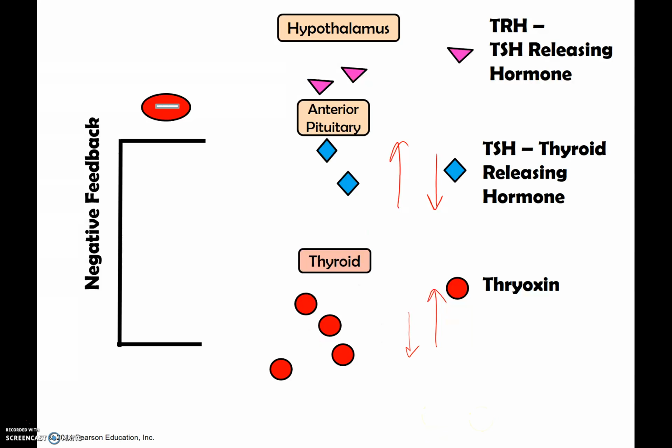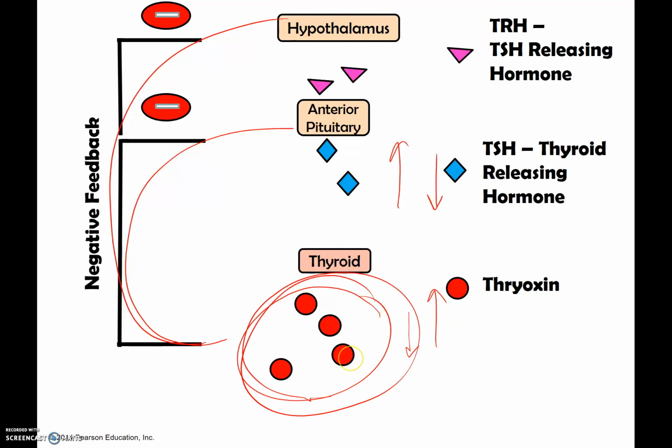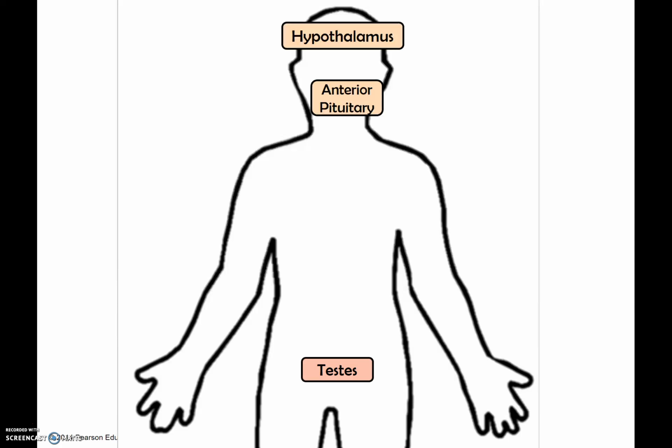So when we look at the neuroendocrine pathway regulating our thyroid hormone, we can see that the amount of thyroxine actually influences both the anterior pituitary as well as the hypothalamus in regulating how much of their hormones they make, because ultimately the final response is going to be thyroxine. Okay, so let's go ahead and see another example of a neuroendocrine pathway.